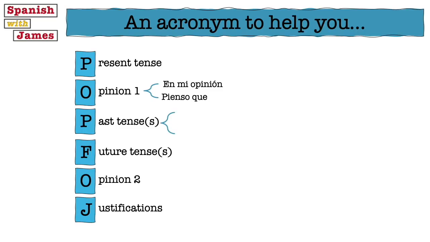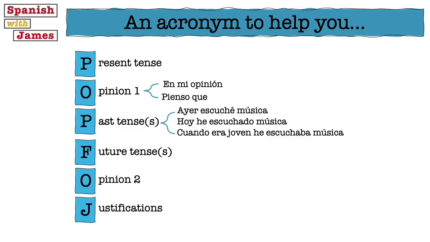So you could use the preterite tense. For example, if we were talking about listening to music in our free time, we could say ayer escuché música. We could use the perfect tense. Hoy he escuchado música. Today I have listened to music. And we could use the imperfect tense. Cuando era joven, escuchaba música. When I was younger, I listened, or I used to listen, to music.